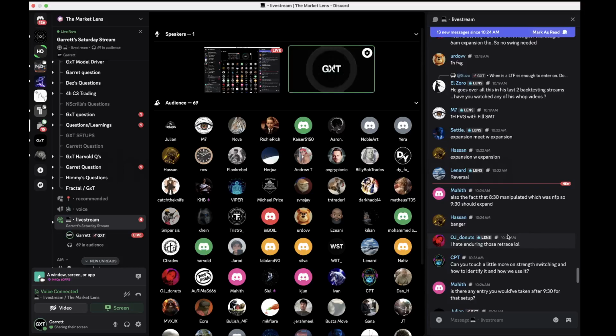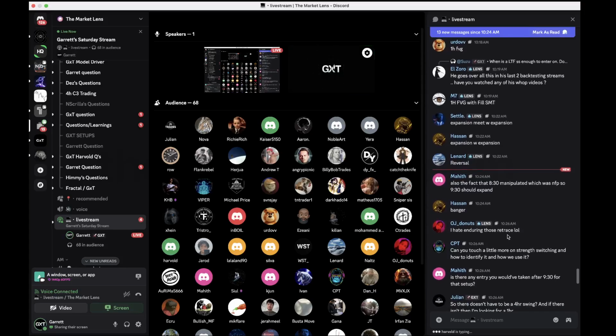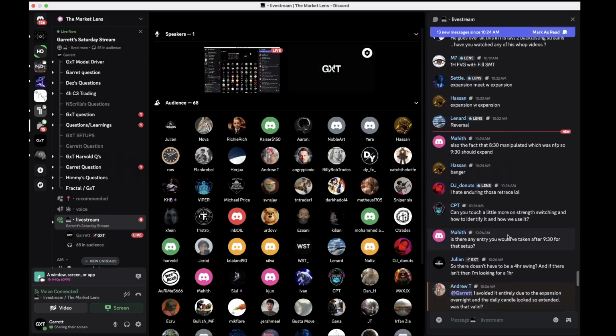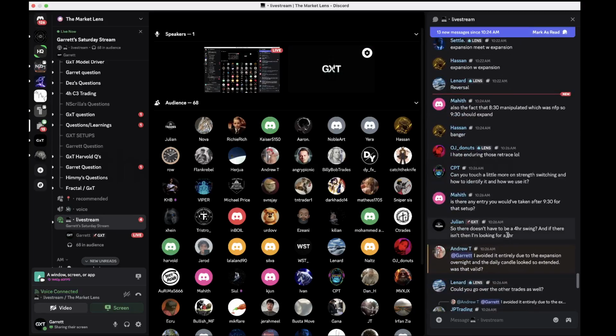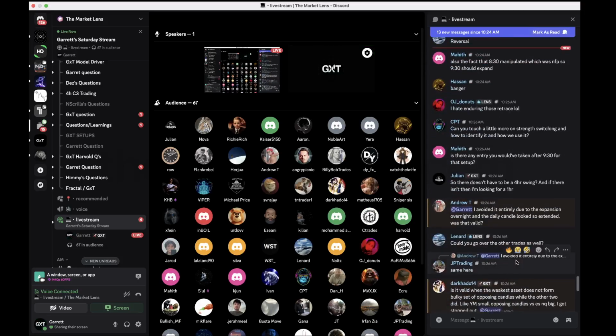Yeah, the fact that 8:30 really failed to go higher, right? So if it fails to go higher and then hits a key level and then puts in a reversal candle with an SMT bolt, then that's manipulation, right? So if we manipulated prior to 9:30, then 9:30 should expand. Another day we can touch on strength switching.